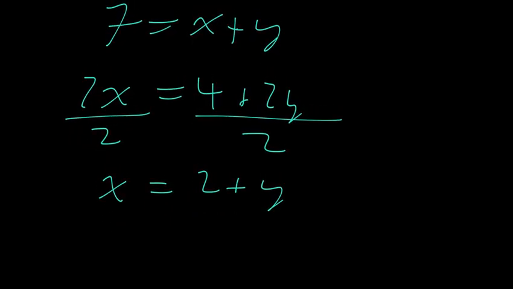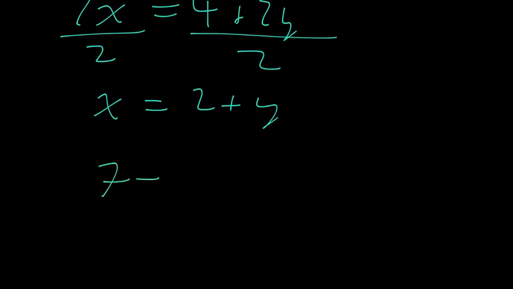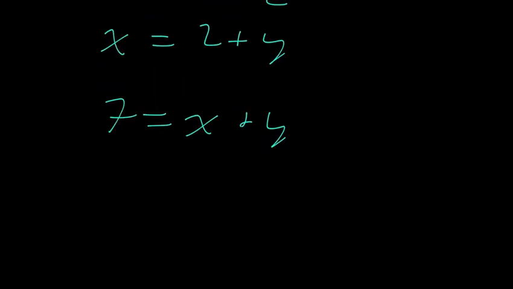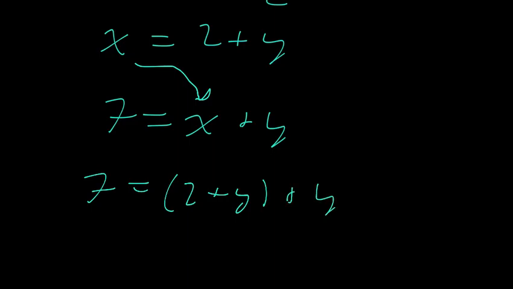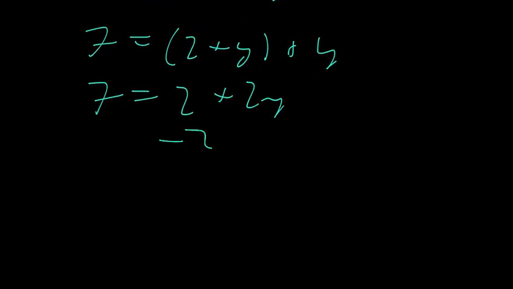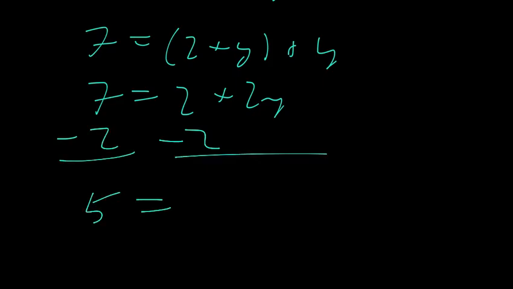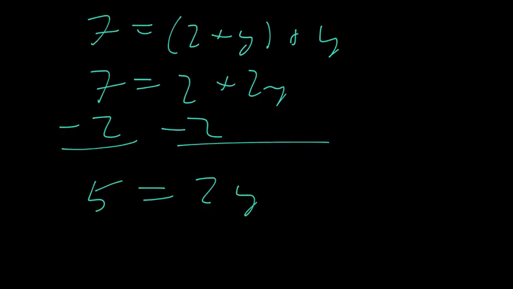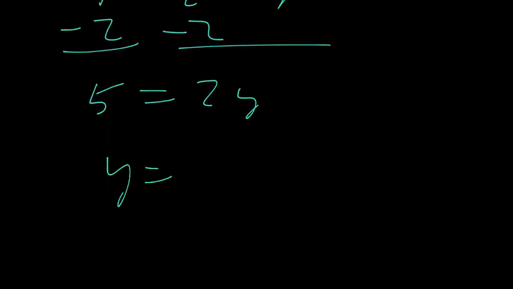And now I'm going to rewrite my first equation, 7 equals x plus y, and plug in what we found for x. So that's going to give us 7 equals 2 plus y plus y, or 7 equals 2 plus 2y, combining like terms. And now I'm going to subtract 2 on both sides. And that's going to give me 5 equals 2y. And then y equals 5 halves.